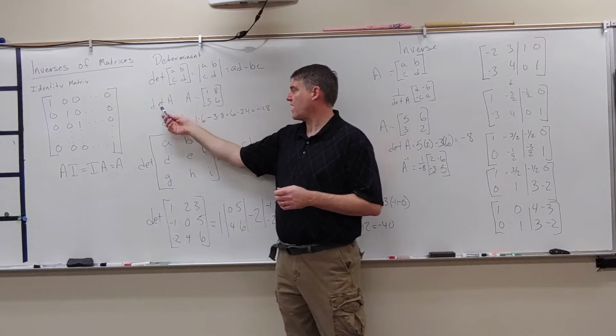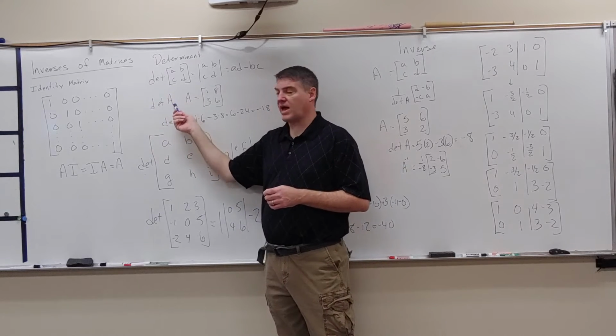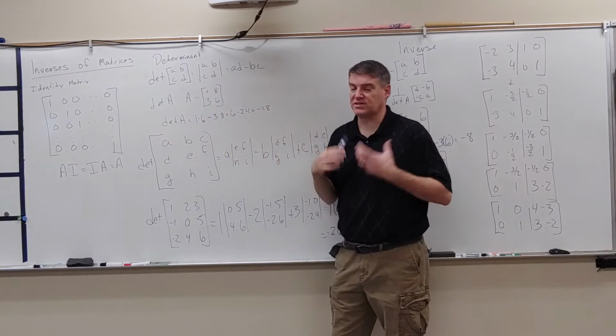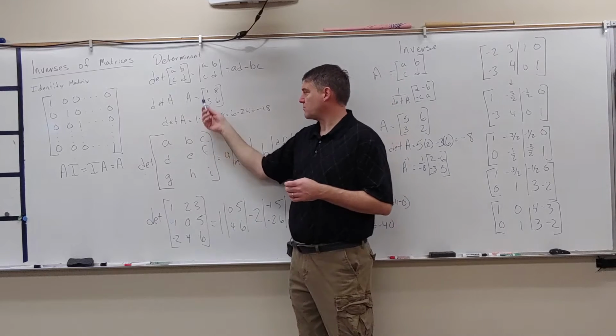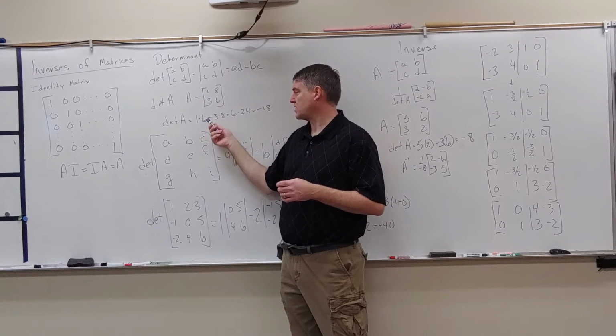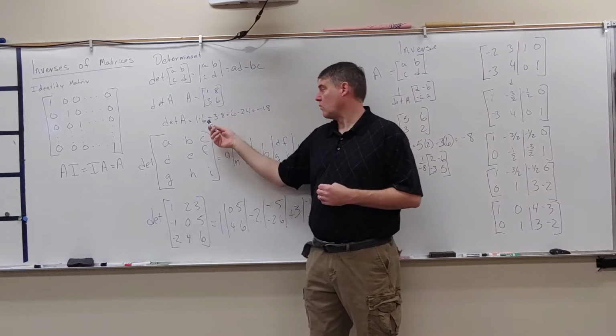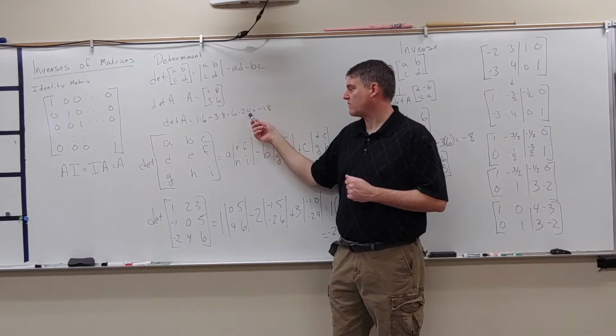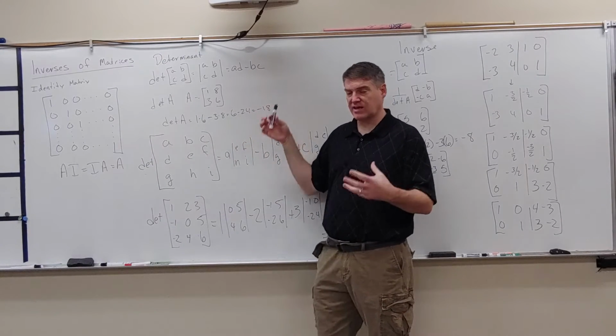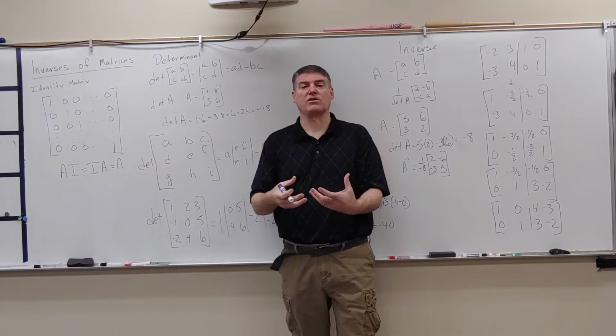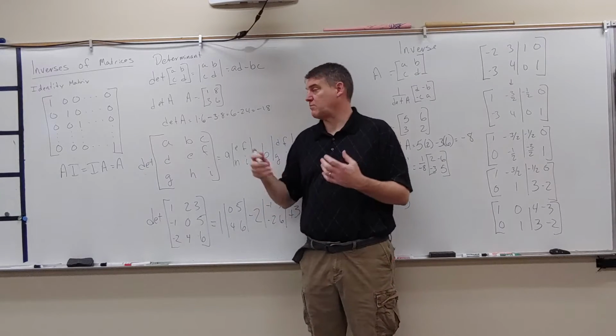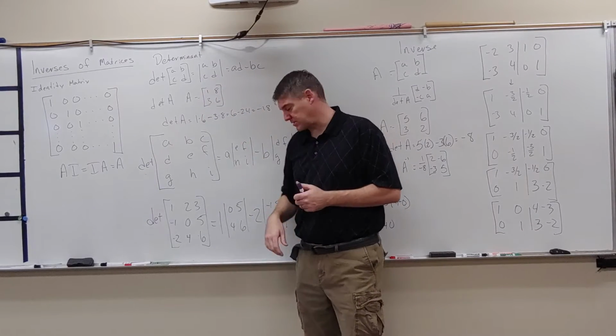So here, if I want to find the determinant of A, and A is 1, 8, 3, 6, what I'm going to do is take 1 times 6 minus 3 times 8. Well, that gives me 6 minus 24, which is -18. -18 is the single value that represents this matrix. Okay.